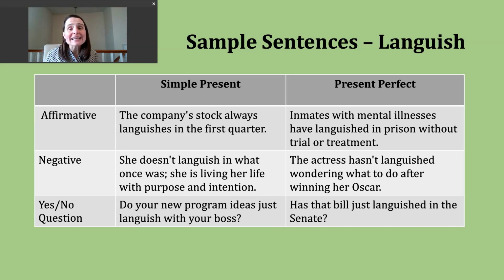And when I go to write sentences in the simple present, I need to pay attention to my subject. If my subject is I, you, we, or they, then I can just use the base verb as it is. No suffixes, no special endings to the word. Okay? And that's going to be my structure in the affirmative. But if my subject is he, she, or it, then I need to add an -es to the end of this verb. An example of this might be, "The company's stock always languishes in the first quarter."